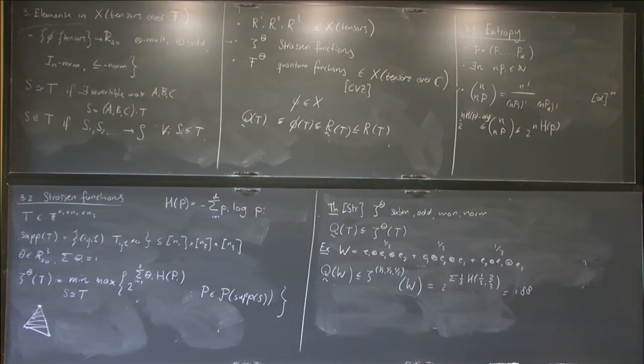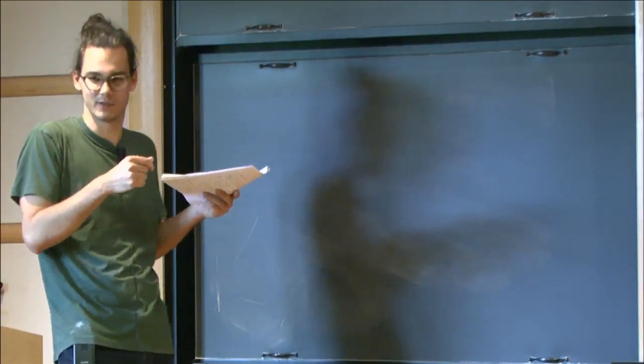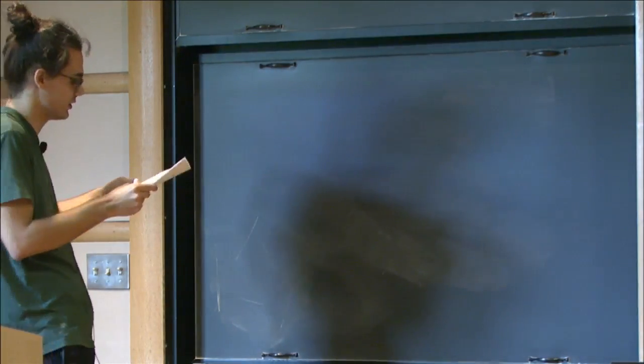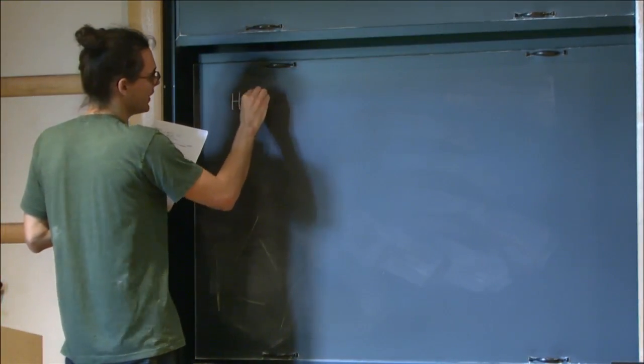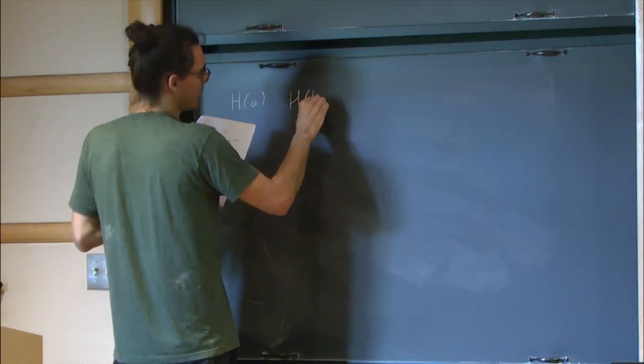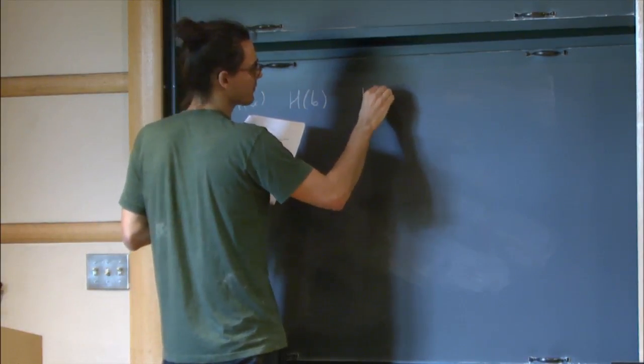Yeah, so A, B, C are just strings, but I want to think of their empirical distribution and think of it as a probability distribution. And then I can take their entropy. So I can take the entropy of A, of B, and of C.